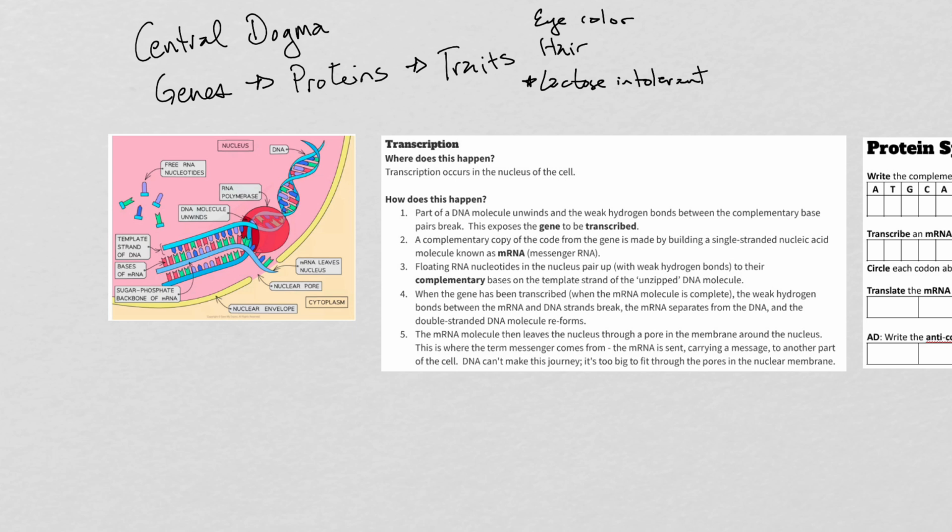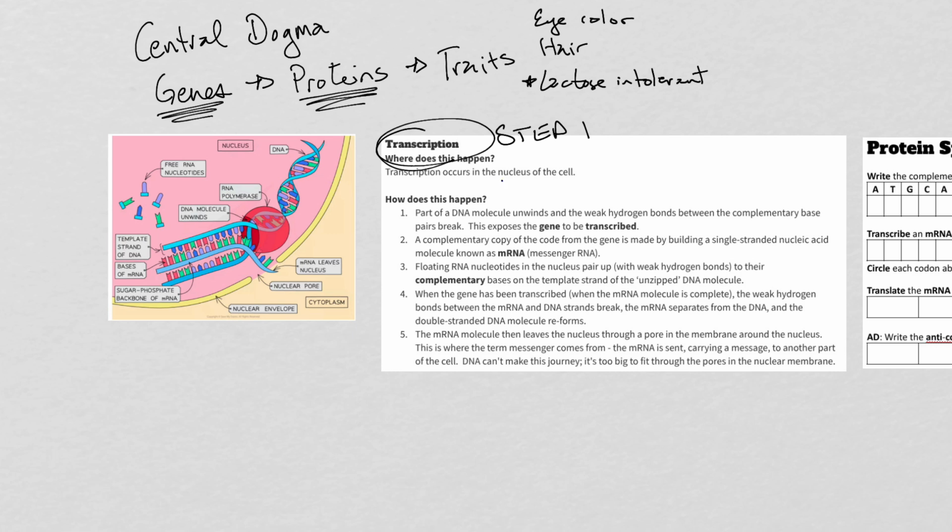So we are going to be talking about how genes can be used to produce proteins inside of your cells. This happens in a two-step process. The first step is transcription. Step 1. This is transcription.